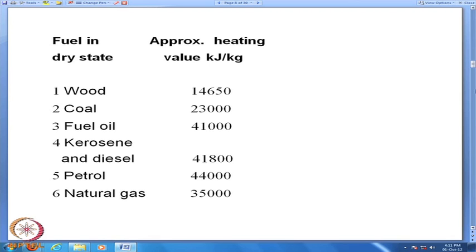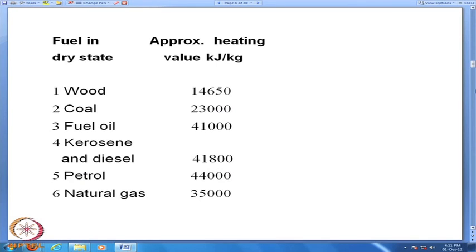So, certain calorific values which we may require in calculations are available from an excellent web source, indiasolar.com, and I have extracted the relevant things. Wood, which I have compiled from other units, is 14,650 kilojoules per kg. Coal is almost double that, fuel oil is almost double again, kerosene and diesel are the same, petrol is higher, and natural gas is slightly lower.